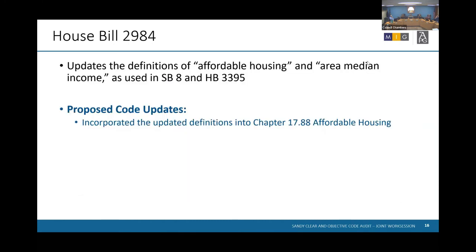Yeah. Okay, great. So there's one last very straightforward item. This is another bill, House Bill 2984, which did a couple other things, but what we've incorporated into the draft code is just updated definitions of affordable housing and area median income. So those are just kind of clarifying what those definitions are, not really changing the substance of the definitions. And those are added into the affordable housing chapter.